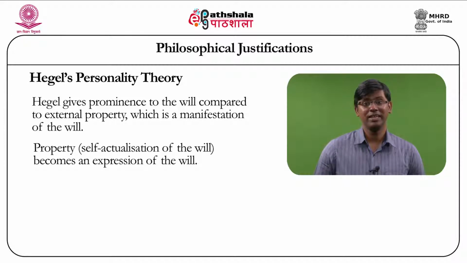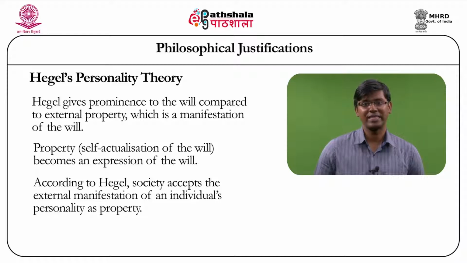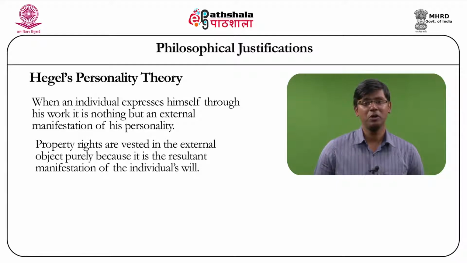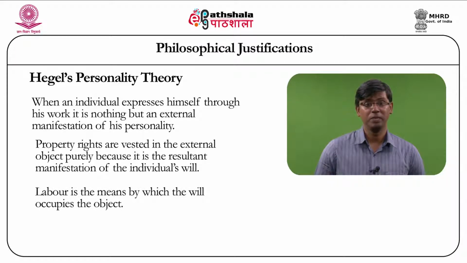According to Hegel, society accepts the external manifestation of an individual's personality as property. Thus, when an individual expresses himself through his work, it is nothing but an external manifestation of his personality. Property rights are vested in the external object purely because it is the resultant manifestation of the individual's will. Labor is the means by which the will occupies the object. Hegel believes that this external manifestation, which is seen as property, cannot be alienated at any point in time, as it is a reflection of the self.